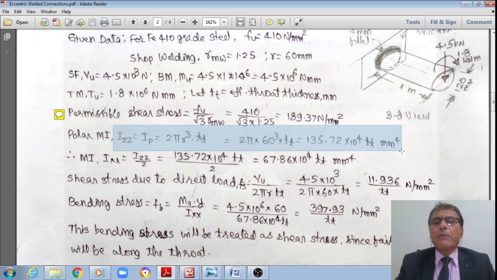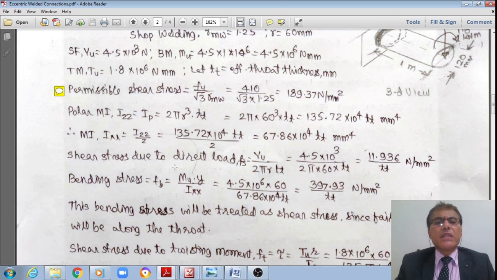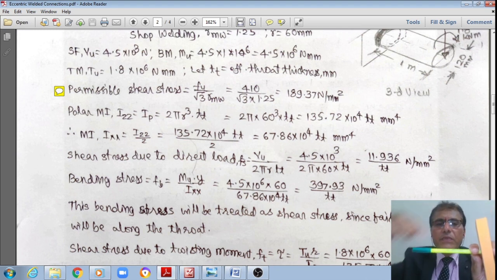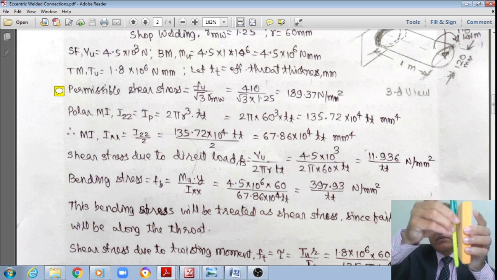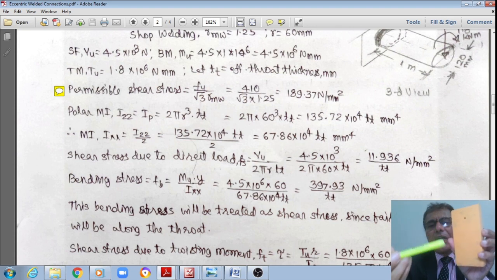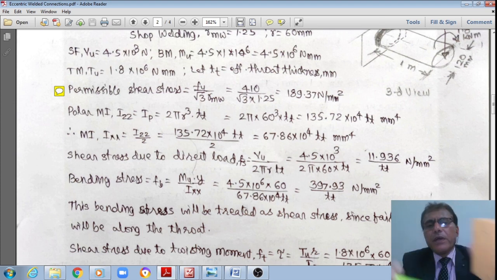135.7 into 10 to the power 4 multiplied by Tt mm to the power 4, and the moment of inertia about the horizontal central axis is equal to that IZZ divided by 2. It now works out to 67.86 into 10 to the power 4 Tt mm to the power 4. Therefore, the shear stress due to the direct shear is equal to the direct shear force divided by the shearing area. Shearing area is nothing but the total peripheral length along the periphery of this tube, 2 pi r multiplied by effective throat thickness.